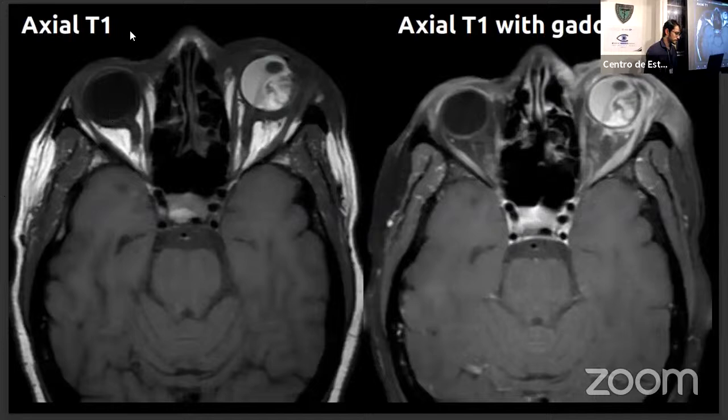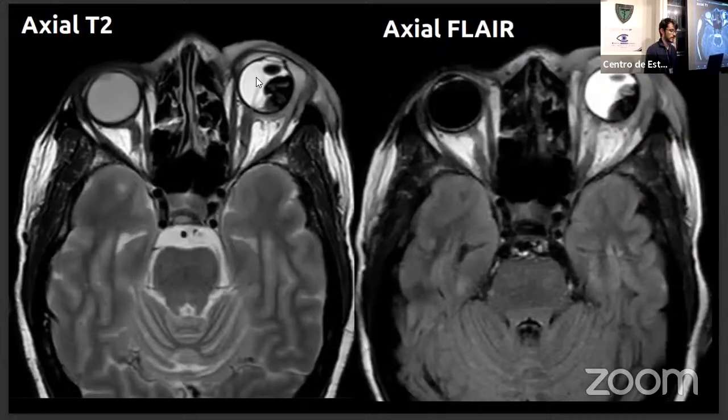Here on the sequence T1, we have this hypersignal lesion inside of her left eye, associated with this V-shaped lesion that is related with a retinal detachment. And we also have this proptosis of the left eye. After the injection of the gadolinium, we can see that the lesion has a mild enhancement, as well as the tissues around the orbit, the soft tissues, that denotes that inflammation that we've seen clinically.